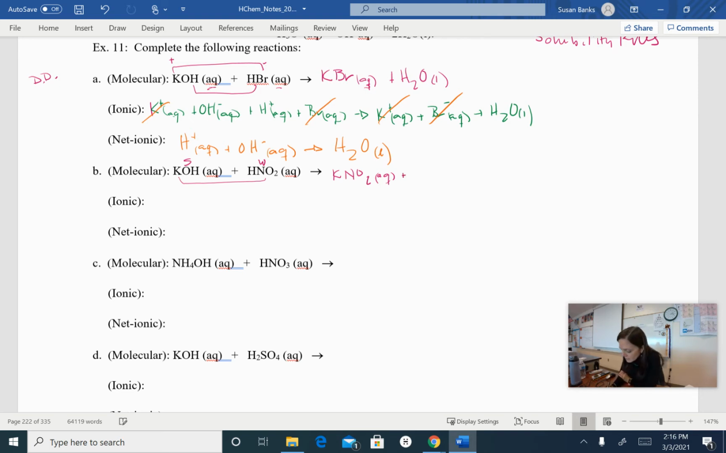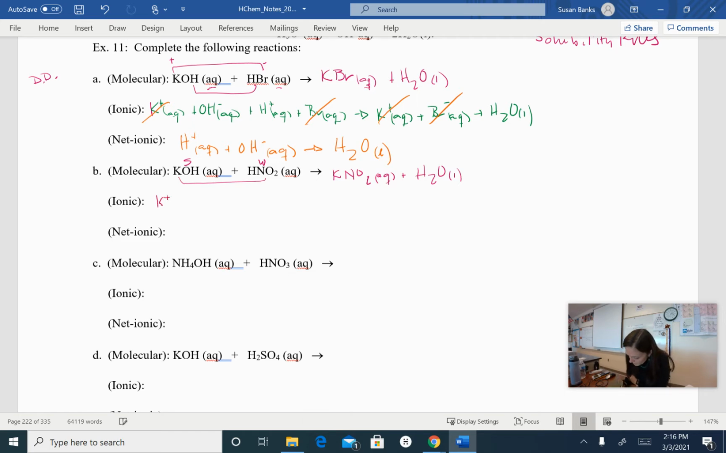Okay, and then I'm going to make water. And that is going to be liquid because it actually sticks together. Okay, remember, weak acids and weak bases actually stick together. So even though they're aqueous, they don't dissociate very well. So we're going to keep them together.